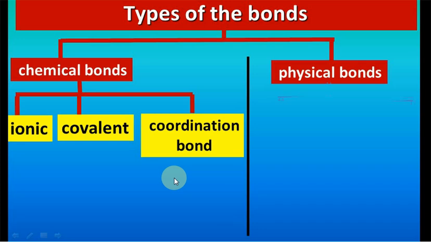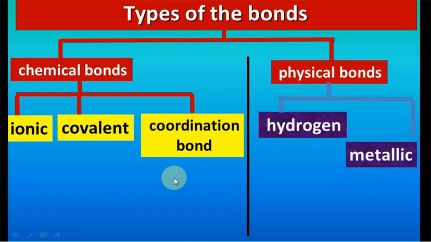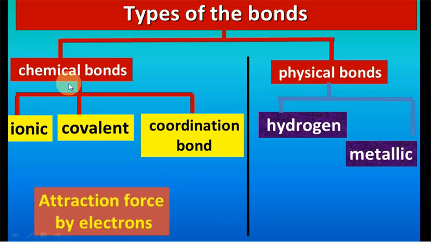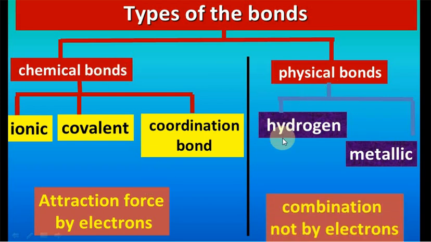What is the physical bond? Physical bonds are of two types, the hydrogen bond and the metallic bond. What is the difference between the hydrogen bond and the metallic bond? We will study this in this lesson. The attraction force in chemical bonds is by electrons. This is the main difference between chemical and physical bonds, while in physical bonds the attraction force is not by electrons.